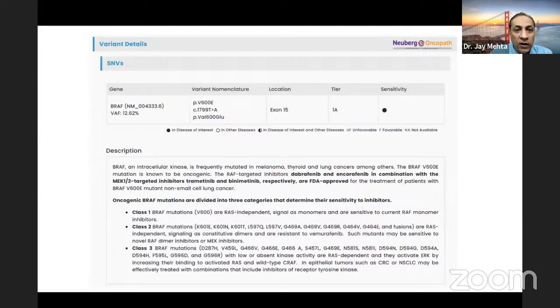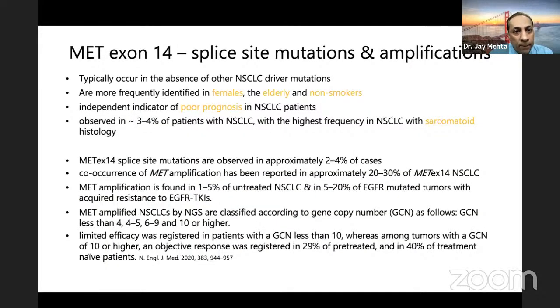In this case, this was a canonical V600E, but you see there's a whole table which tells you whether it's a class 1, class 2, or class 3 BRAF mutation. What about the MET exon 14 splice site mutations and amplifications? All of us know that they are more common in females, the elderly, non-smokers, and particularly with a sarcomatoid histology, and they portend poor prognosis for the patients.